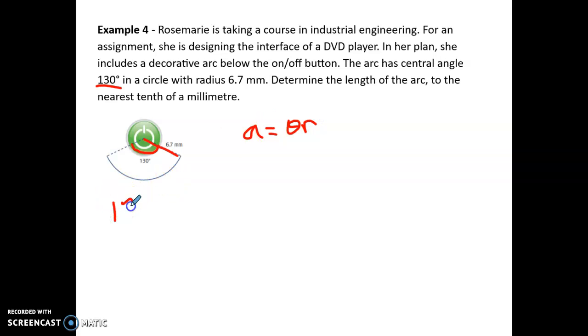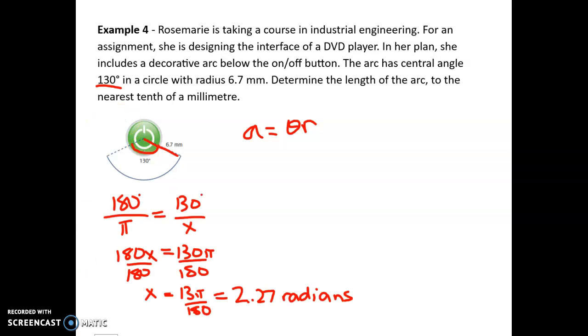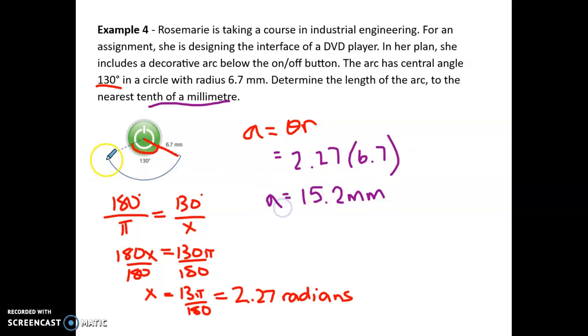So first we need to convert 130 degrees to radians using our little formula from before. When we convert that, we should get 2.27 radians, and it is okay that we use a decimal here because it's saying that it wants this answer to 1/10 of a millimeter. So what we're going to do is take 2.27 as our angle, multiply that by our radius, which is 6.7 millimeters, and when you multiply that together, you should get 15.2 millimeters as the arc length. So again, this arc part is 15.2 millimeters.